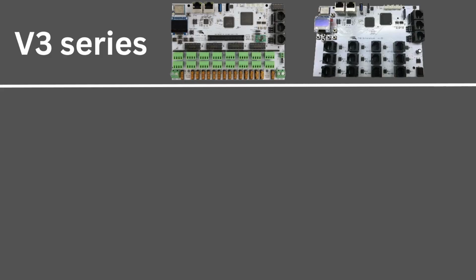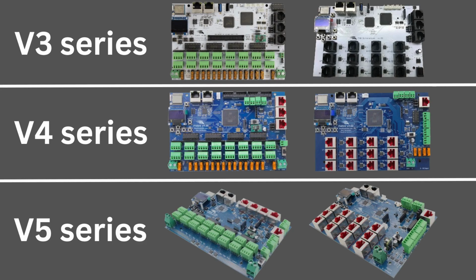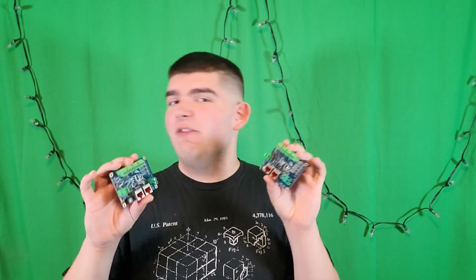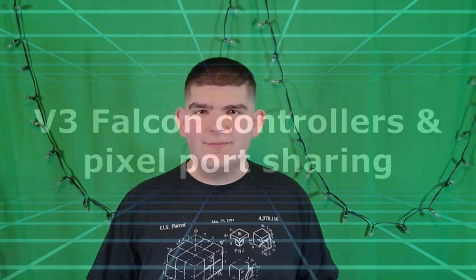Now I'm going to talk about how the different Falcon controllers handle pixel port sharing and their limitations and all that involved. I'll be talking about the V3, V4, and V5 controllers. Now, quick disclaimer before I get started. Whenever I'm talking about receiver chains, I'm not going to have multiple to start. I'm just going to use one to make it simple. And then towards the end of the video, I'll talk about how pixel port sharing works when you have a whole chain of receivers, because you also have to split the pixels across these when there's a chain. But now let's get started and talk about how V3 series controllers handle pixel port sharing.